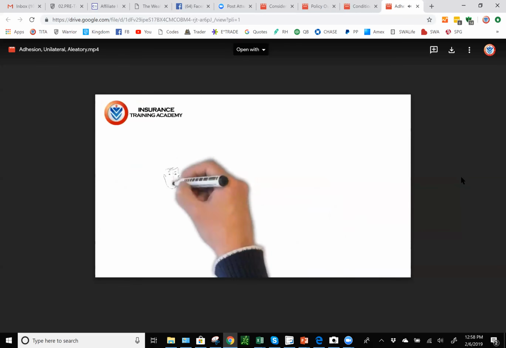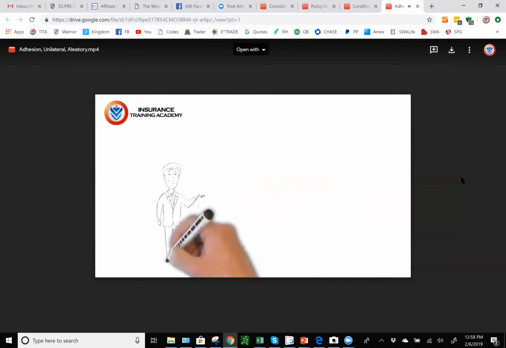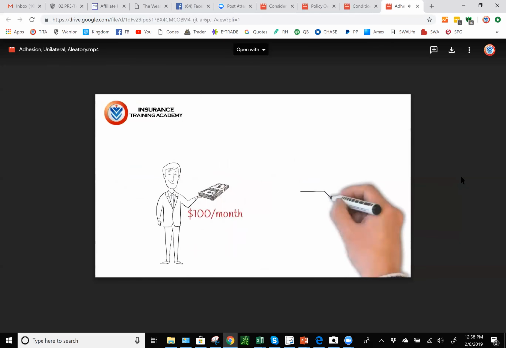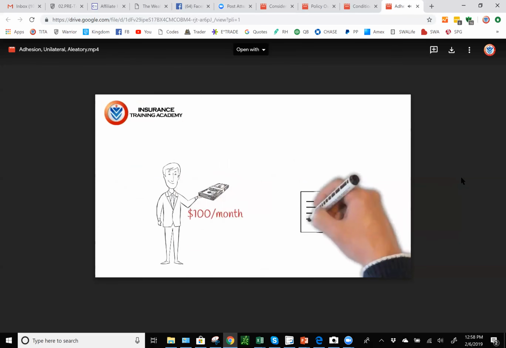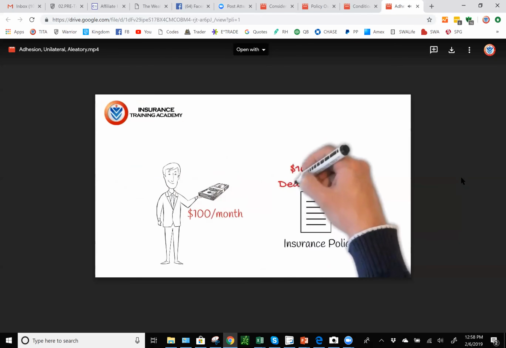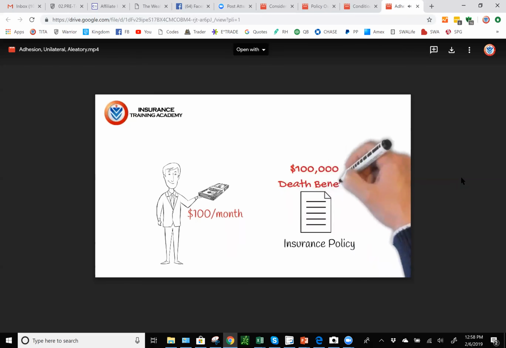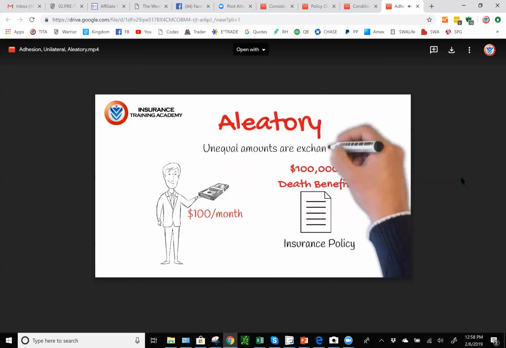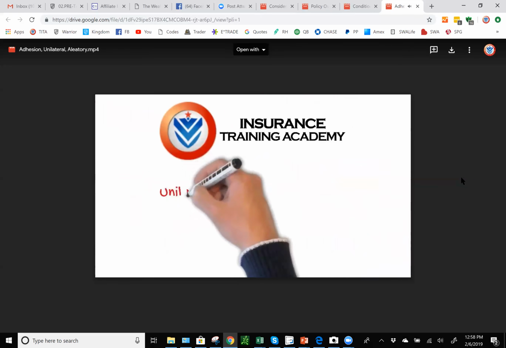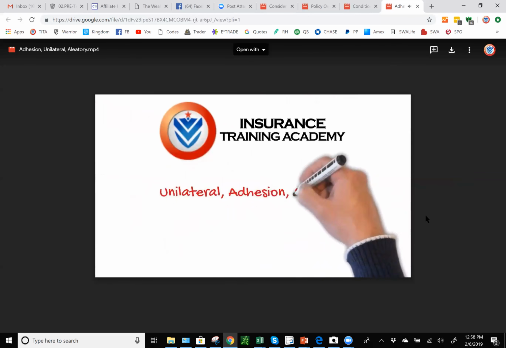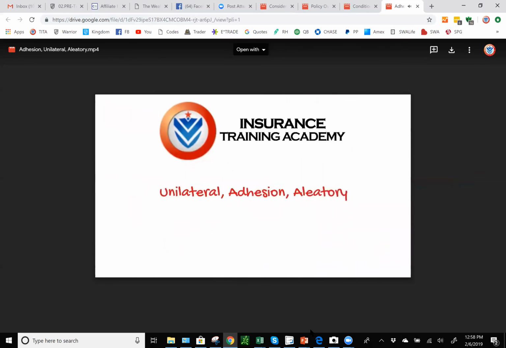And your last word is aleatory. Aleatory means unequal amounts are exchanged. So let's say you're the insured. You've been paying $100 a month for a life insurance policy from the insurance company with a $100,000 death benefit. Well, those amounts are kind of unequal, aren't they? So you pay a little to get a lot. So aleatory, unequal amounts are exchanged. So those are your three words for today, kids: unilateral, adhesion, and aleatory. See you on the next video.